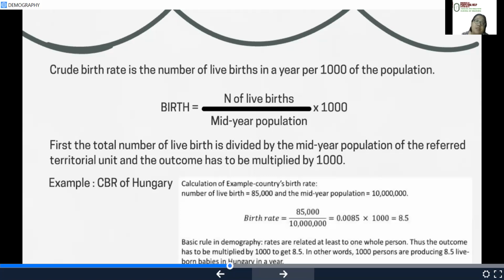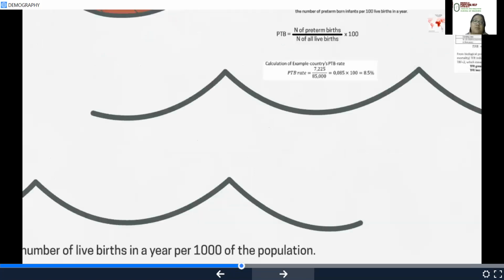So for example, the crude birth rate of Hungary: the number of live births would be 85,000. Mid-year population would be 10 million. So using the formula, 85,000 over 10 million is equal to 0.0085, times 1,000 would be 8.5. So a basic rule would be rates are related at least to one whole person. Thus, the outcome has to be multiplied by 1,000 to get 8.5. In other words, 1,000 persons are producing 8.5 live births.